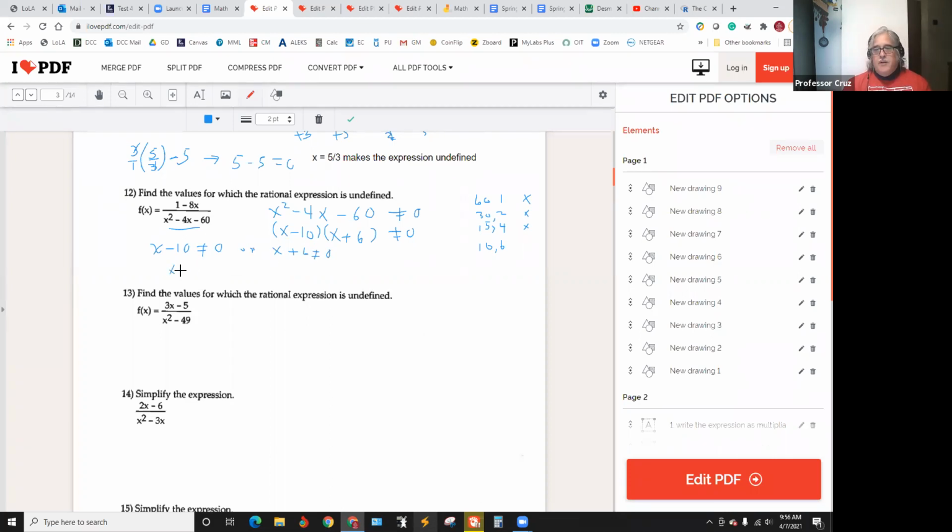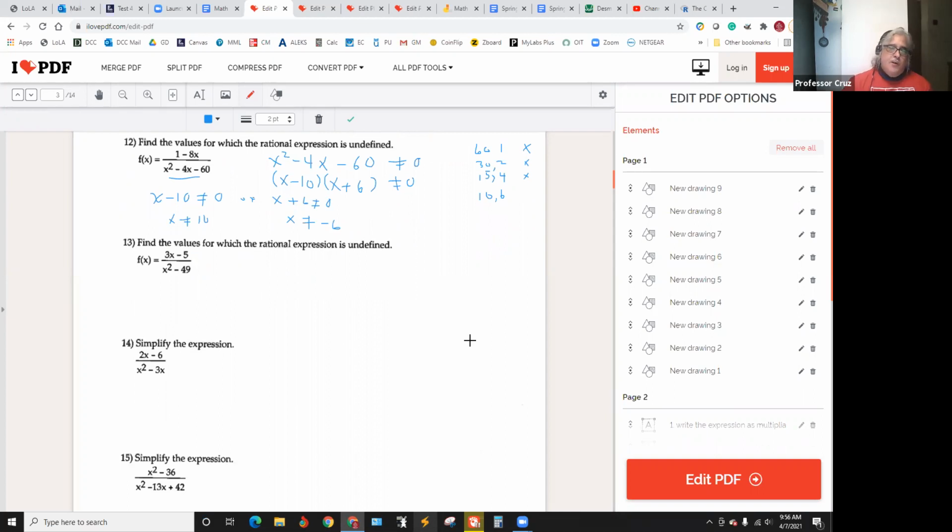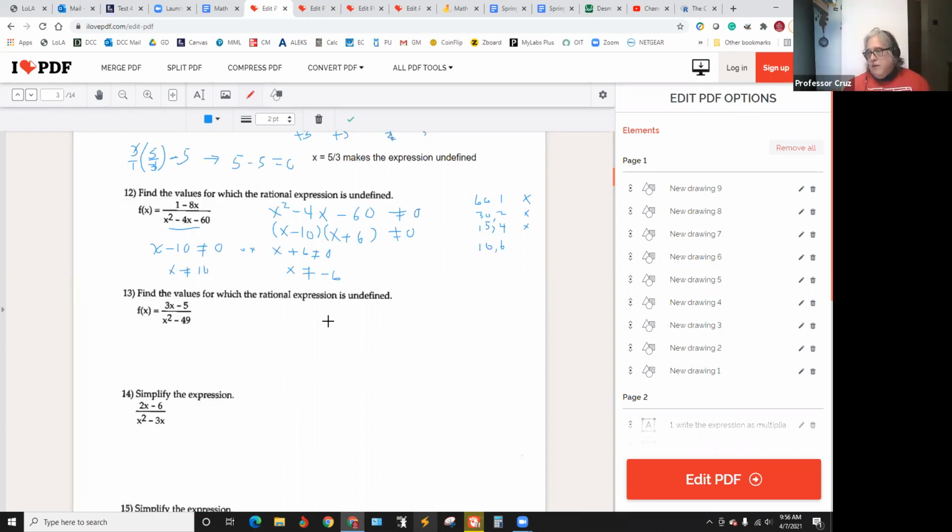x can't be equal to 10. X can't be equal to negative 6. All right. Any questions about that procedure? I mean, you're just looking at the denominator, because that's the only thing that involves being undefined.